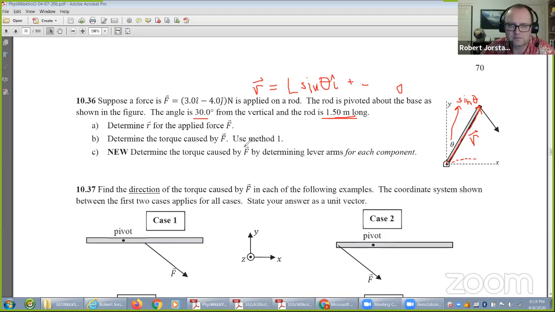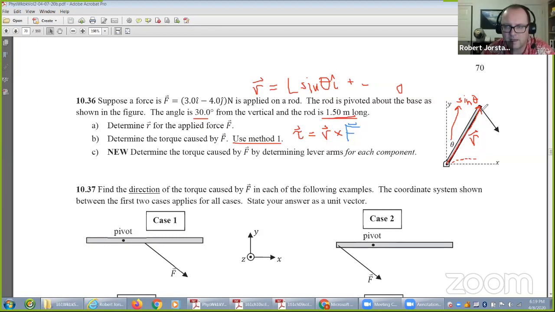And if I want to use method 1 for the torque, it should equal, it's not F cross R, it's R cross F.